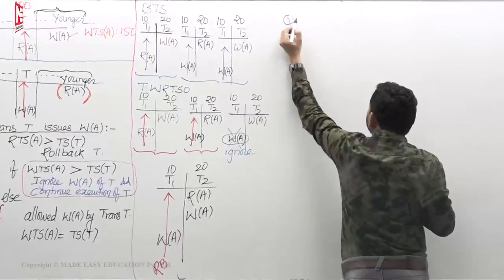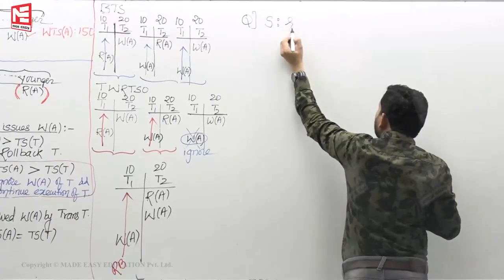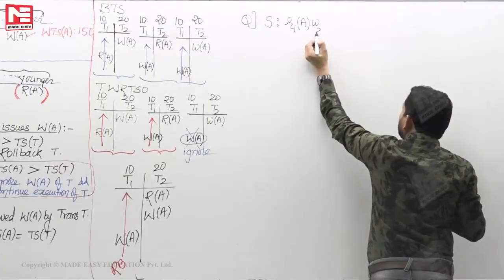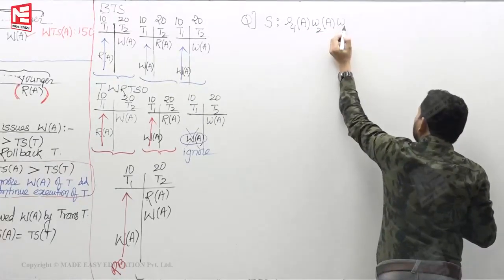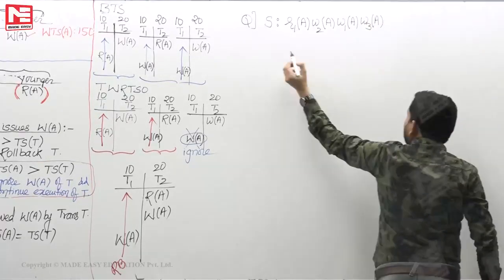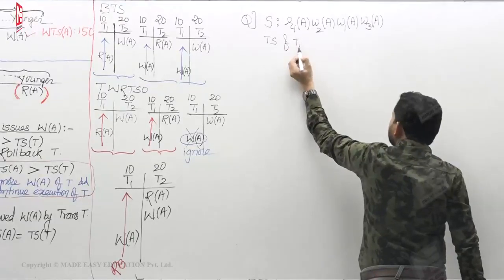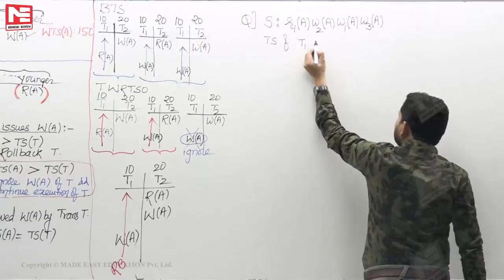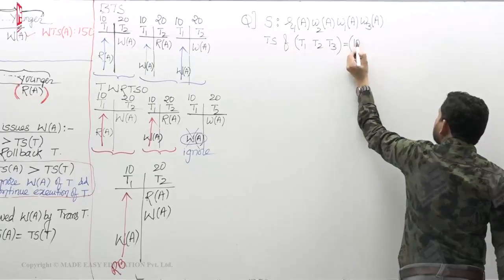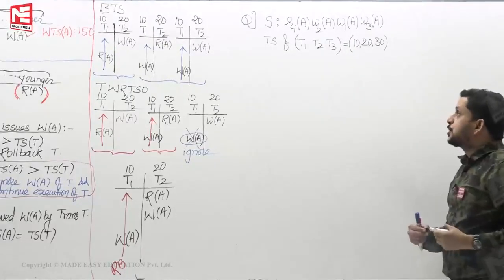Let us take one question. Assume this is the schedule: T1 reads A, and T2 writes A. Then T1 writes A and T3 writes A. Let's assume timestamp values of T1, T2, T3 are 10, 20, 30. Okay, let us take this schedule.